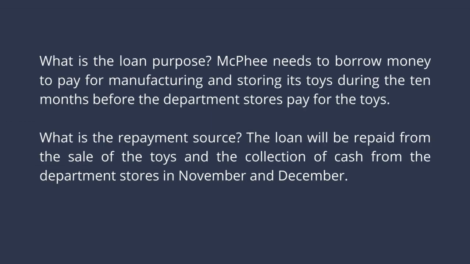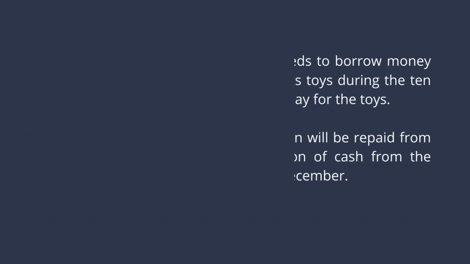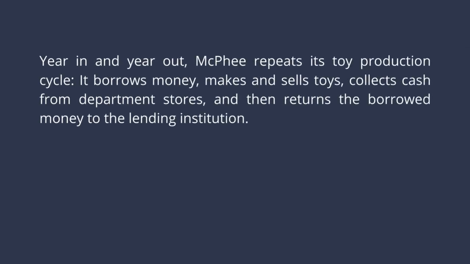What is the loan purpose? McPhee needs to borrow money to pay for manufacturing and storing its toys during the 10 months before the department stores pay for the toys. What is the repayment source? The loan will be repaid from the sale of the toys and the collection of cash from the department stores in November and December. Year in and year out, McPhee repeats its toy production cycle. It borrows money, makes and sells toys, collects cash from department stores, and then returns the borrowed money to the lending institution.